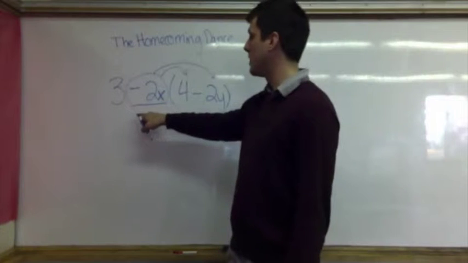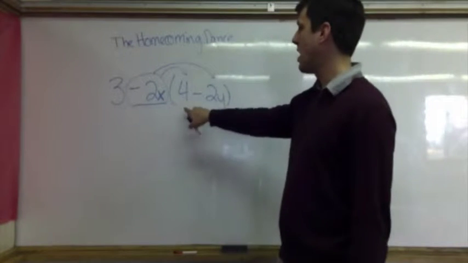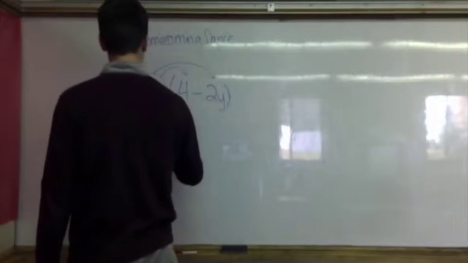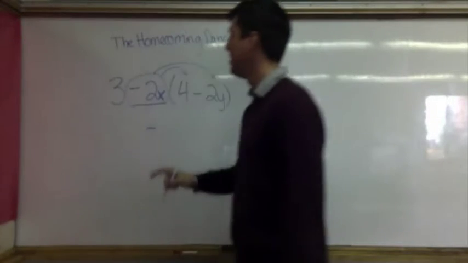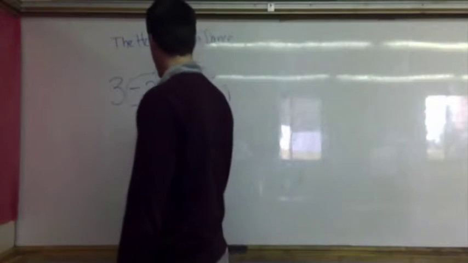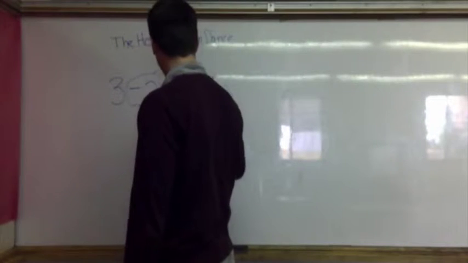So first thing, negative 2x times positive 4 is going to create a negative. 2x times 4 is going to create 8x.